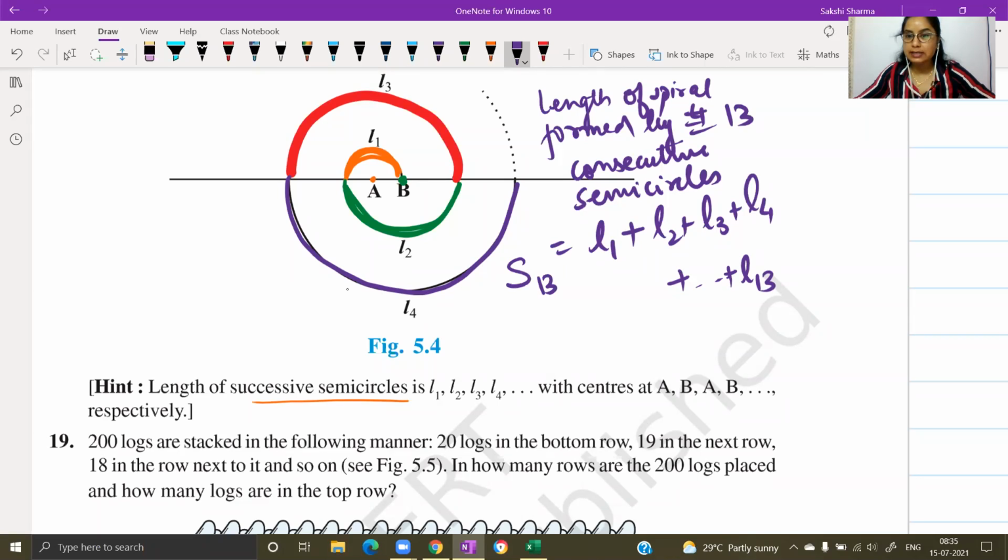Tell me if the question is clear. Yes, ma'am. Okay. Now, in order to find out the length of the semicircle, this is actually the circumference of the semicircle, excluding the diameter. So, what was the formula?